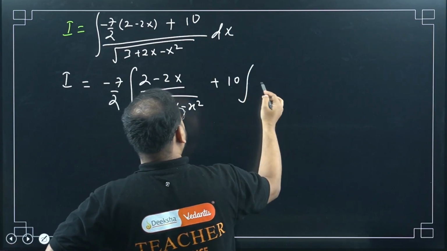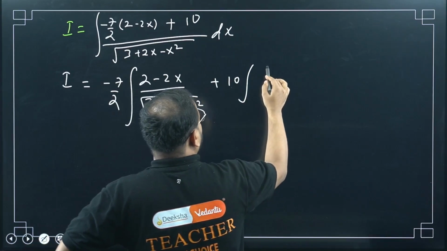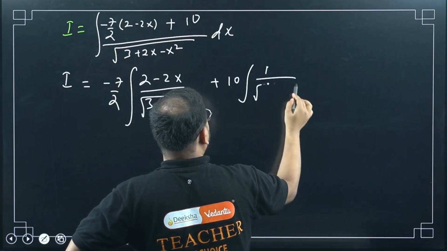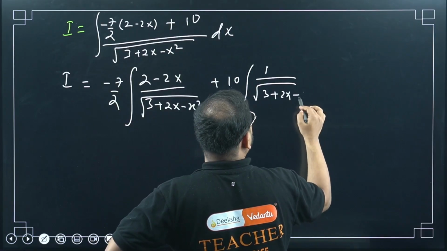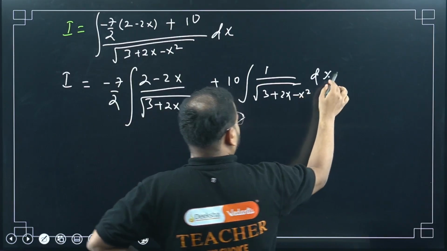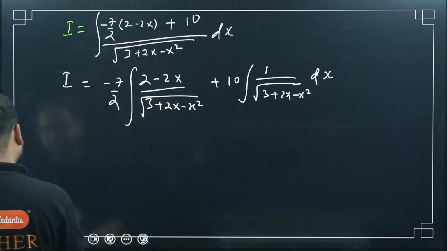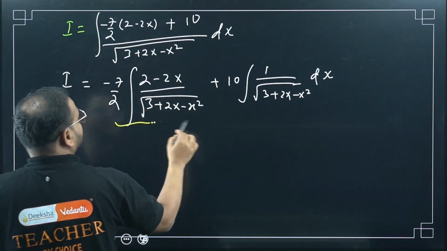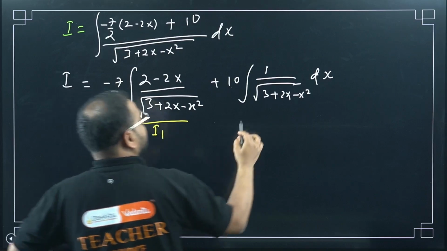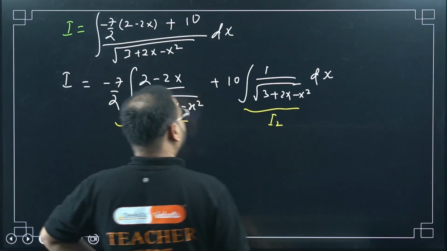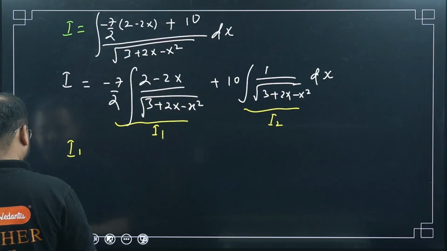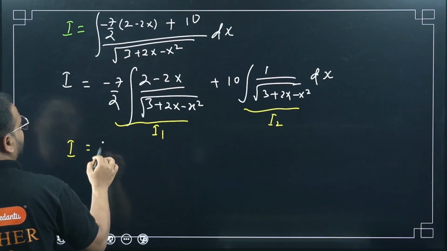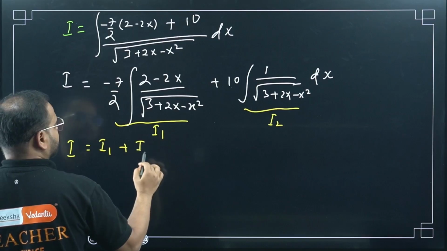10 times the integration of what? I am separating the integration. 1 upon this. Simple. Now please assume these integrations in two parts. This is my integration I1 and this is my integration I2. So I am basically writing this whole integration I as I1 plus I2. I can do that, no?